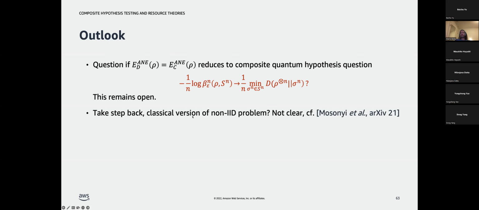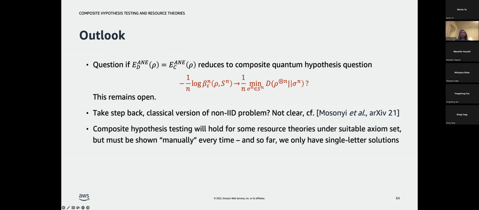A couple of comments again. I think we have to be careful because this is a non-IID problem. So even if you go to classical settings, for a non-IID problem, it's not immediately clear if we have such a relative entropy formula. And then, of course, for certain resource theories, this resource theory of coherence comes to mind, one can show this conjecture if you want. But one basically has to show this manually every time. So for some nice resource theories, this works. But in general, like for the resource theory of entanglement, I don't think we know.